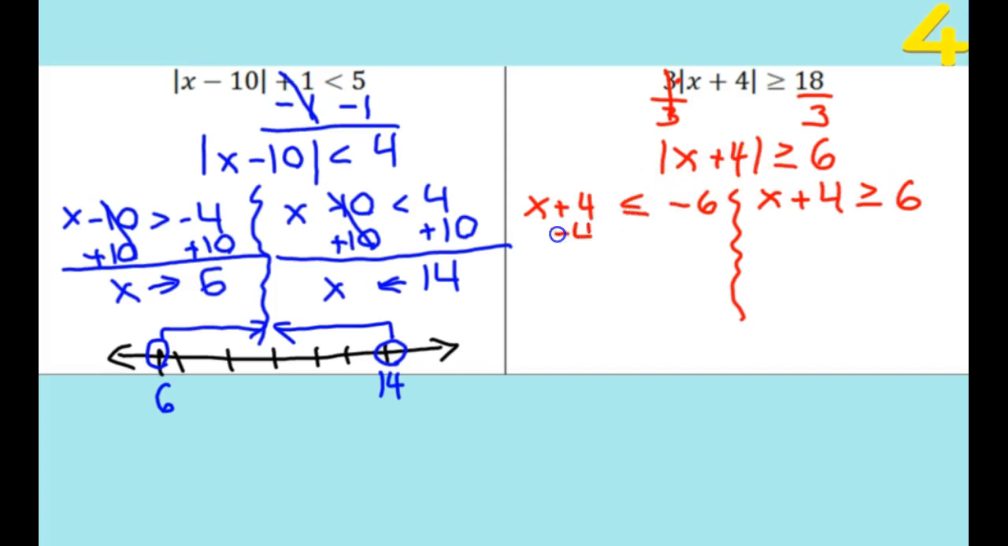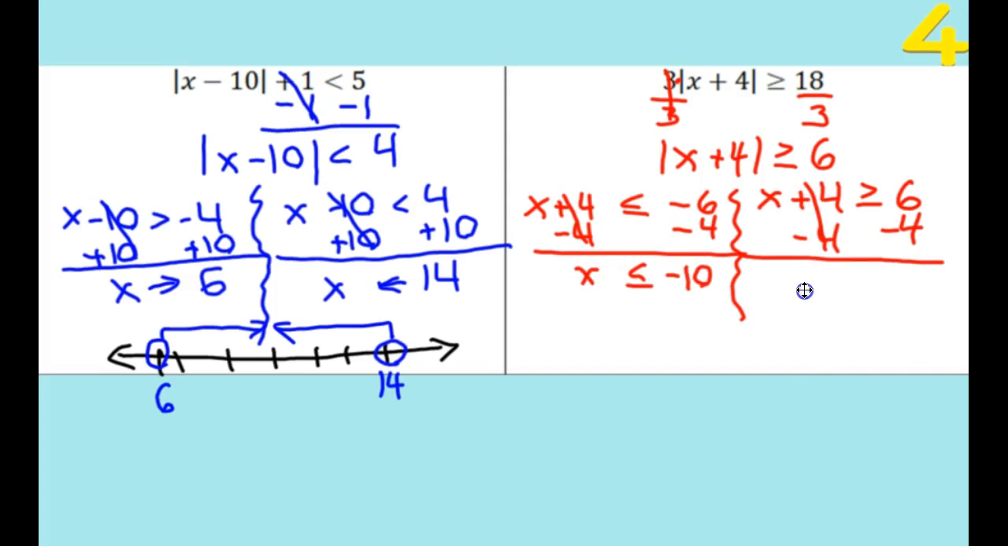Now we're going to subtract 4 to get x by itself. So x is less than or equal to negative 6 minus 4, which is negative 10. Here we're going to subtract 4, just like on the other side. What we're left with is x is greater than or equal to 6 minus 4, which is 2.